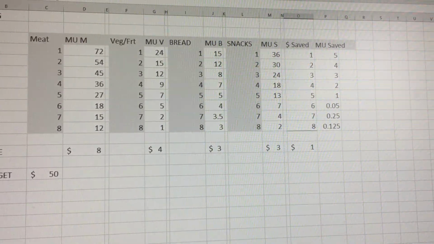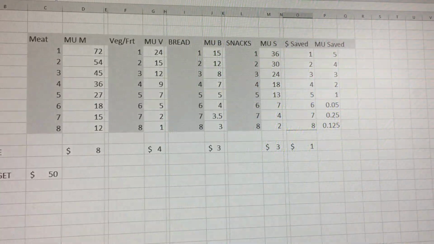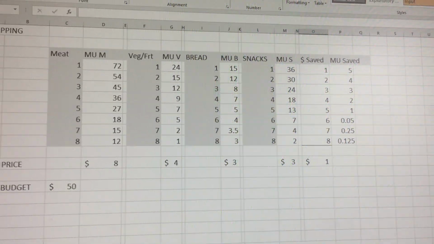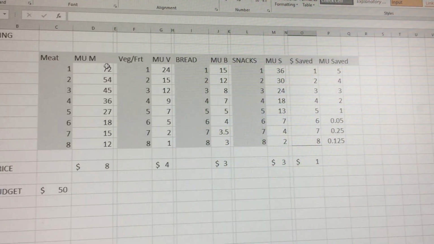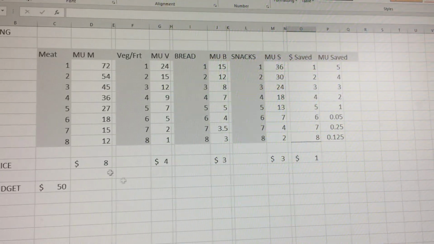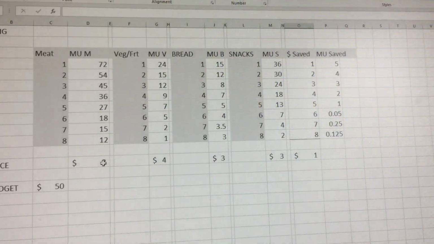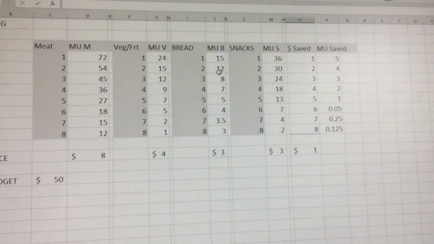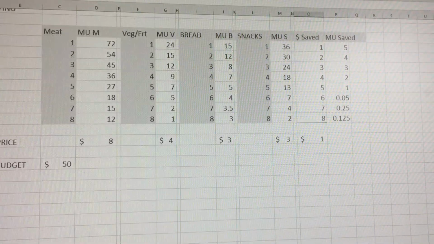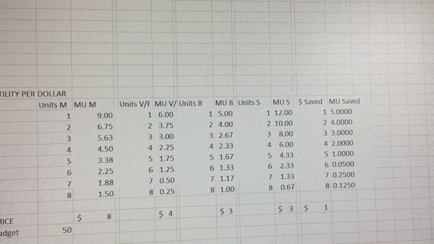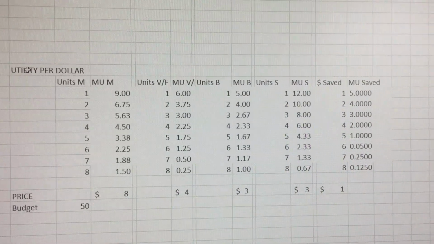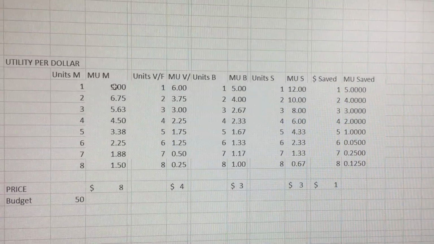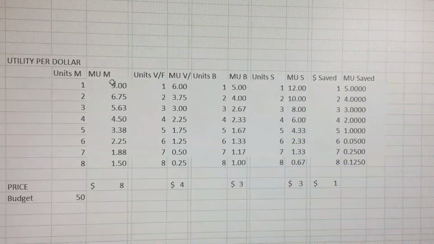In order to make this work easily, we have to calculate utility per dollar spent. Because what we're trying to do is get the most utility for every dollar we spend. So if I calculate utility per dollar spent, I just take 72, divide it by 8, 54, divide it by 8, 45, divide it by 8, etc. For bread, I take 15, divide by 3, 12, divide by 3, 8, divide by 3. Now I happen to have those calculated right down here. This is just a matrix showing the same thing, but now it's utility per dollar spent. If we buy 1 unit of meat and spend that $8, we get 9 utilities for every dollar we spent.